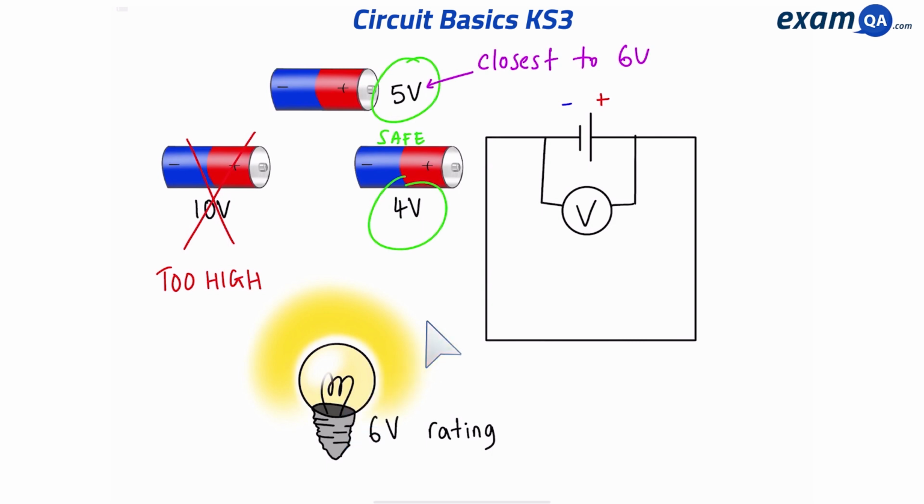Now if you don't know the voltage of a battery, all you have to do is connect a voltmeter to it. In fact, you can connect a voltmeter to anything in the circuit, but make sure that when you connect the voltmeter, it goes around both sides of the thing that you're measuring. So here we can see the voltmeter is around the battery on both sides. So as a rule, the voltmeter has to be around both sides of the thing you're measuring.